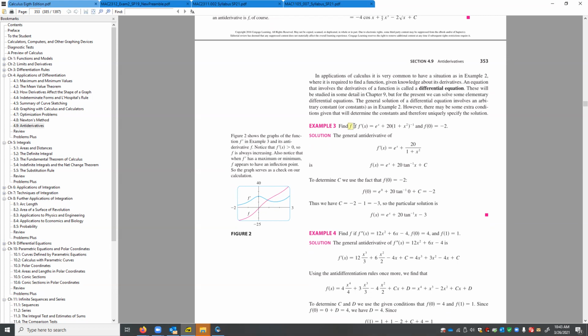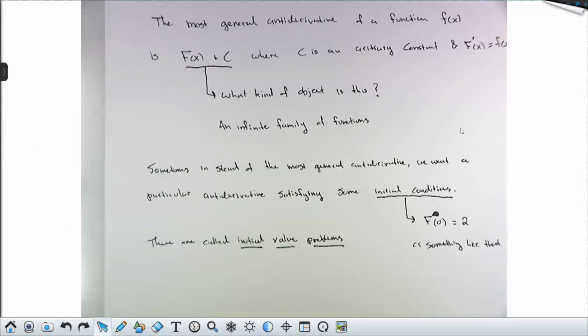It says find f if f prime is e to the x plus 20 times the quantity 1 plus x squared to the negative 1, under the assumption f of 0 is negative 2. We're going to run just a tiny bit over time here. I'll ask you to please be patient since we were just a few minutes late getting started.